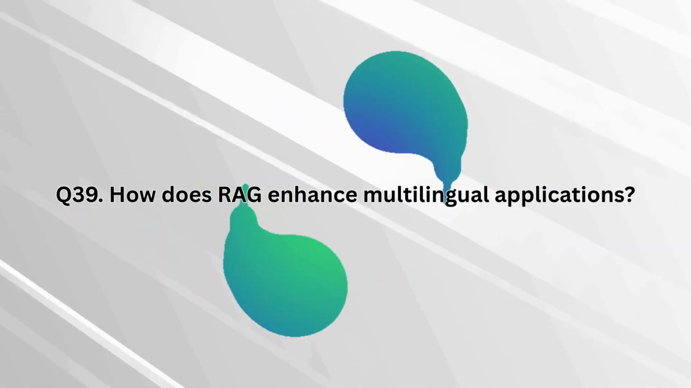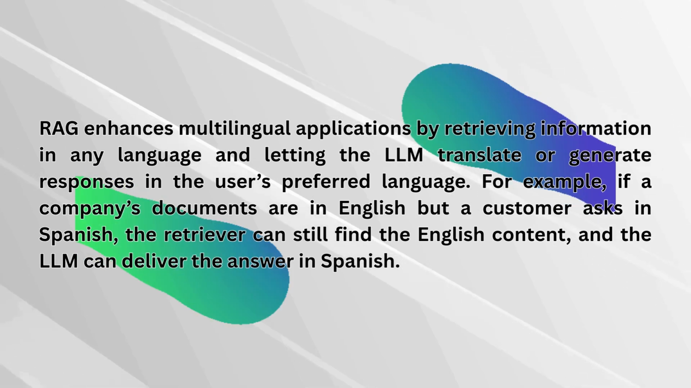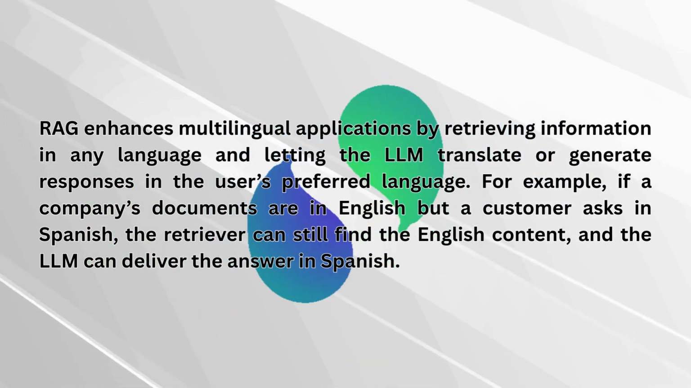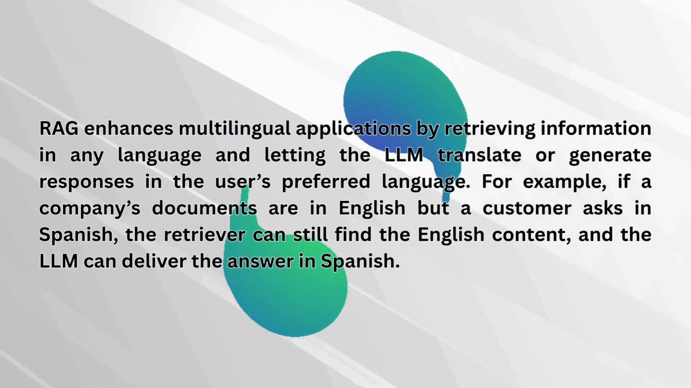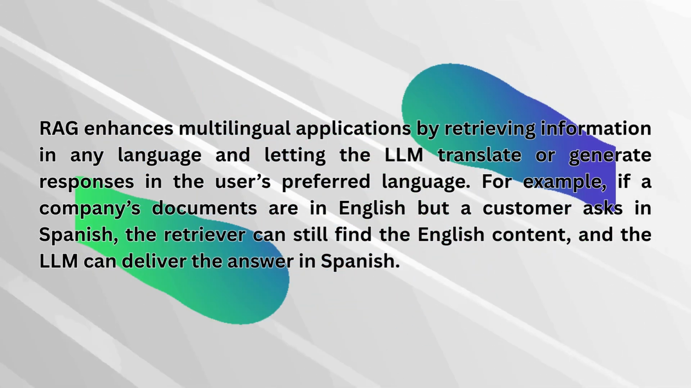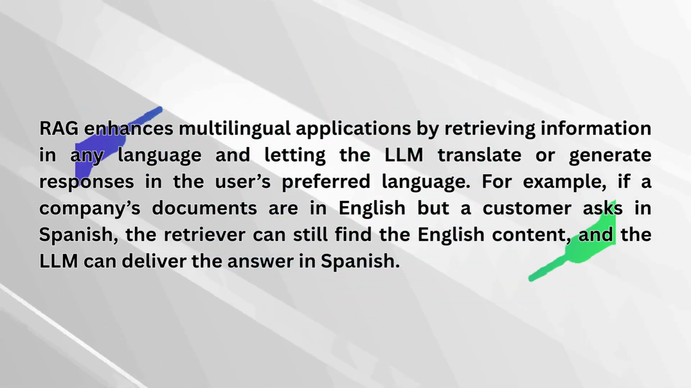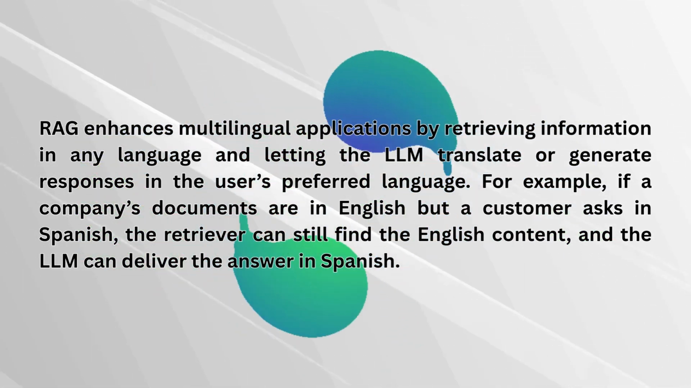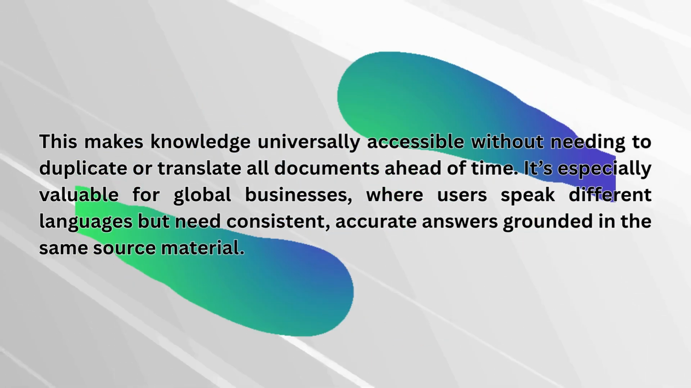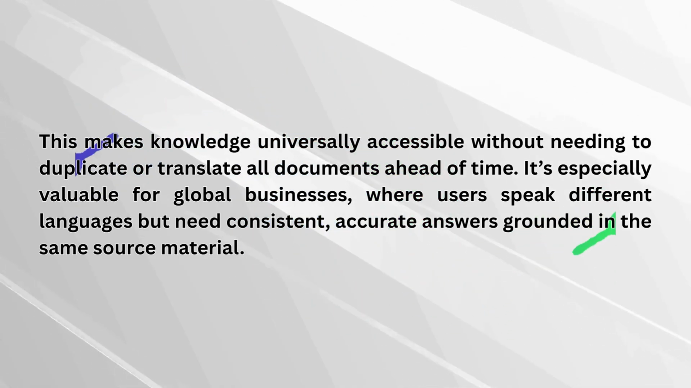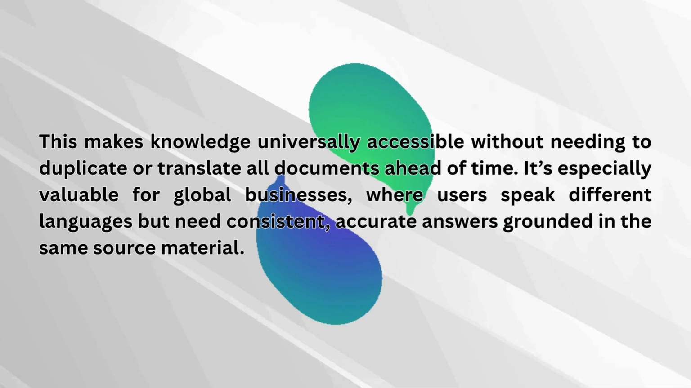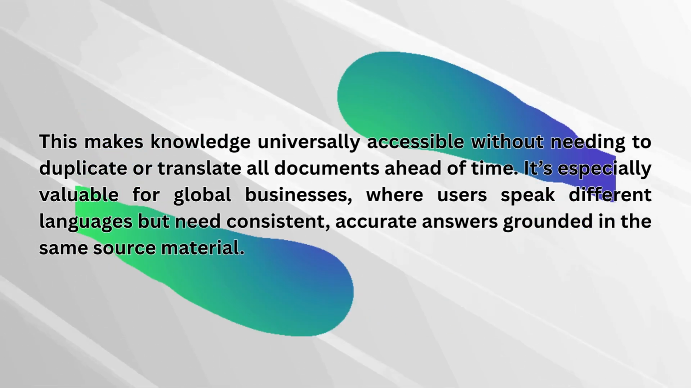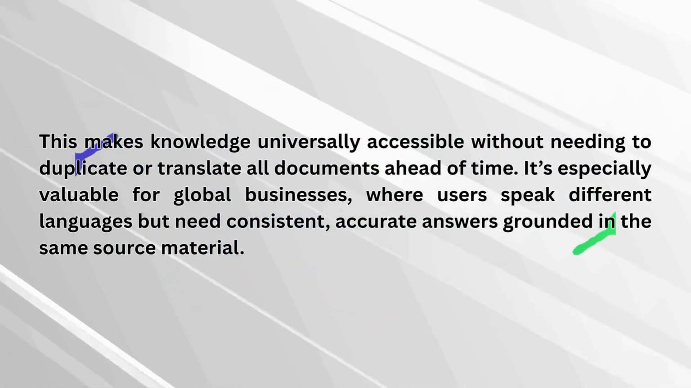How does RAG enhance multilingual applications? RAG enhances multilingual applications by retrieving information in any language and letting the LLM translate or generate responses in the user's preferred language. For example, if a company's documents are in English but a customer asks in Spanish, the retriever can still find the English content, and the LLM can deliver the answer in Spanish. This makes knowledge universally accessible without needing to duplicate or translate all documents ahead of time. It's especially valuable for global businesses, where users speak different languages but need consistent, accurate answers grounded in the same source material.